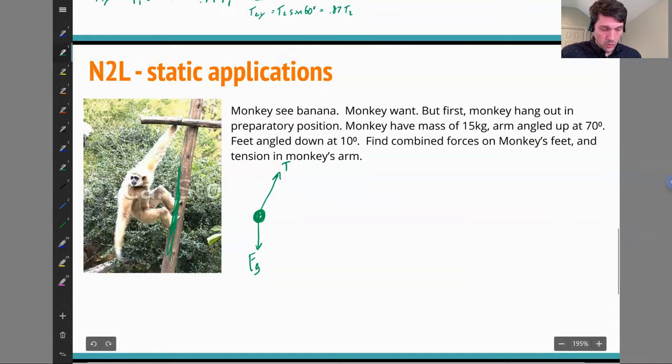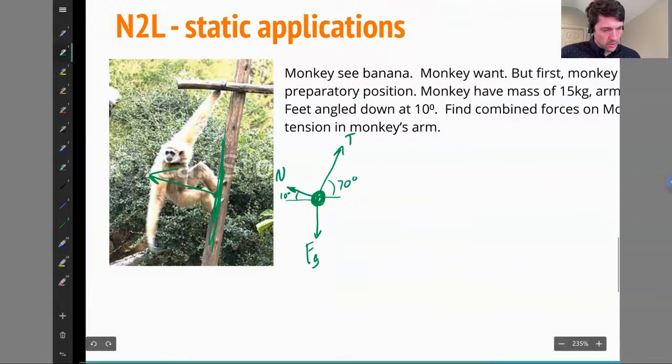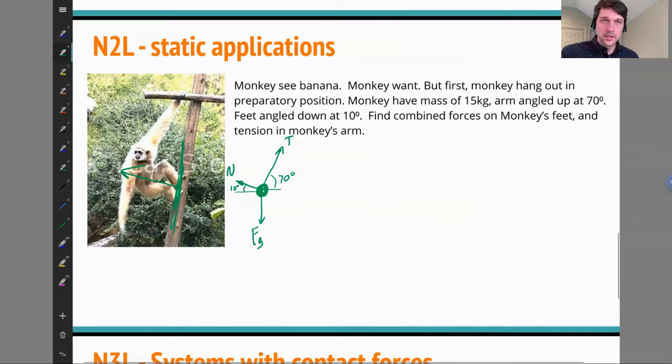In contact, normal forces are exerted perpendicular to a surface. So we've got a normal force up and to the left, and we're given some angles. This arm is angled up at 70 degrees, and the feet are angled down at 10 degrees. So we can say that relative to the parallel, that angle right there is 10 degrees. So in setting up this problem, we still need to address all of the forces in the x direction and all of the forces in the y direction.